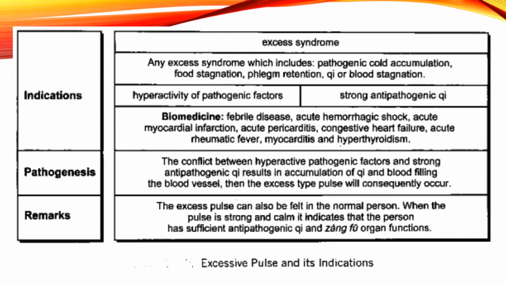So, pathogenesis po: the conflict between hyperactive pathogenic factor and strong antipathogenic chi results in accumulation of chi and blood filling the vessel, so the excess type pulse will consequently occur. So, pareho pong malakas yung sinasabi natin, pumapasok yung sanhi ng sakit at yung panlaban natin sa sakit, yun, naglalaban po sila. Kaya mayroong excessive pulse. Remarks: the excess pulse can also be felt in a normal person. When the pulse is strong and calm, it indicates that the person has sufficient antipathogenic chi and the organs function well. So, sign din ito ng magandang kalusugan ng tao kung walang mga kasamang iba pang sign and symptom. Kasi ibig sabihin daw po nun, malakas ang inyong antipathogenic chi at saka yung inyong organs, healthy sila.